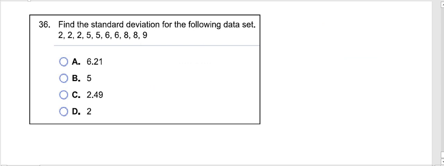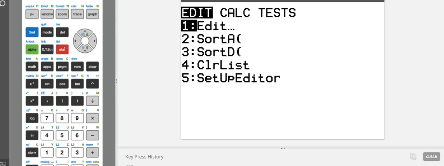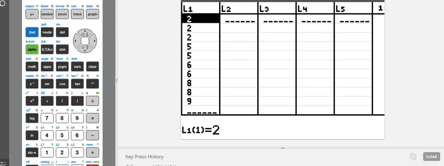Number 36, find the standard deviation for the following data set: 2, 2, 2, 5, 5, 6, 6, 8, 8, 8, 9. If you have a graphing calculator, which you should have for this class, it was on the required items, I'm going to go to my calculator, hit Stat, Edit. If there's anything in your list, arrow up and clear it out. I've already entered the 10 items. So now I'm going to do second quit.